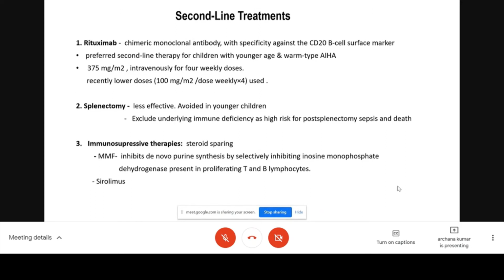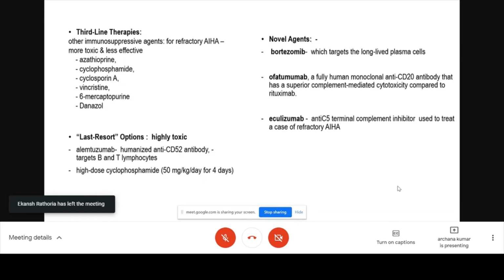One is mycophenolate mofetil, which inhibits de novo purine synthesis by selectively inhibiting the inosine monophosphate dehydrogenase, which is present in the proliferating T and B lymphocytes. Or what is also recently used is sirolimus. Both of these are now extensively used in children when they're having chronic autoimmune hemolytic anemia, where steroids need to be given at a higher dose for a longer time.